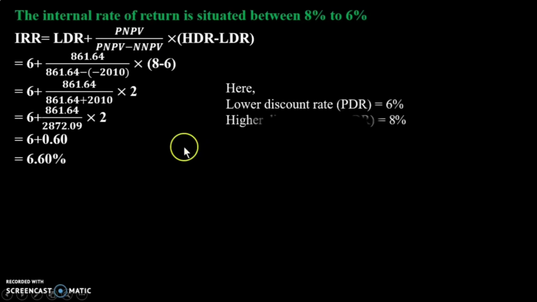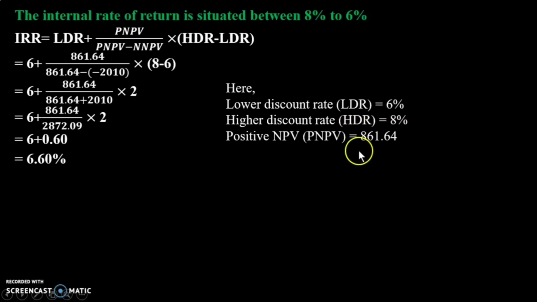Dear students, look at the formula given. Lower discount rate means LDR, and higher discount rate means HDR equals 8%, and positive NPV at 6% discount rate is 861.64 and negative NPV is minus 2,010.45.